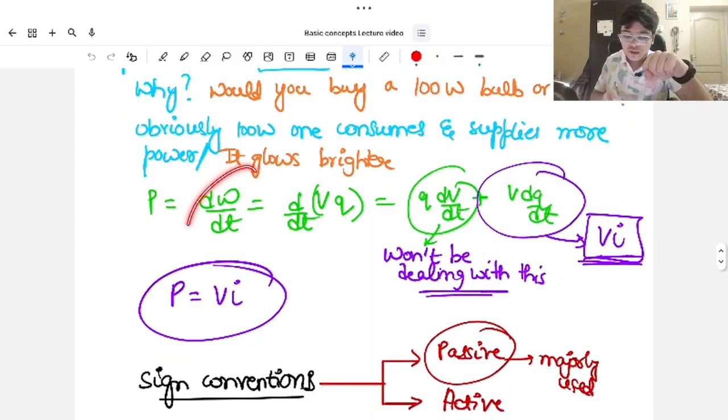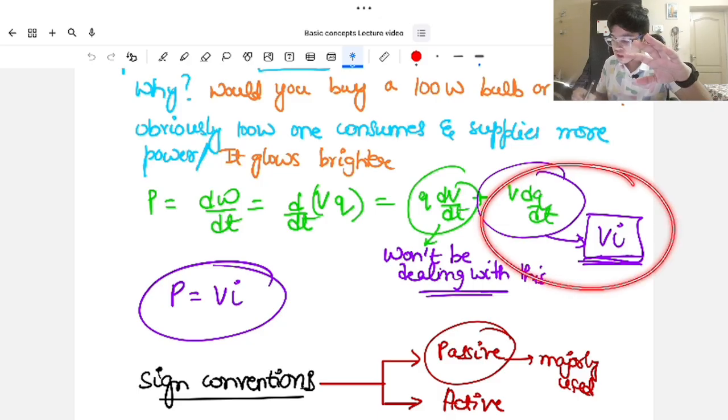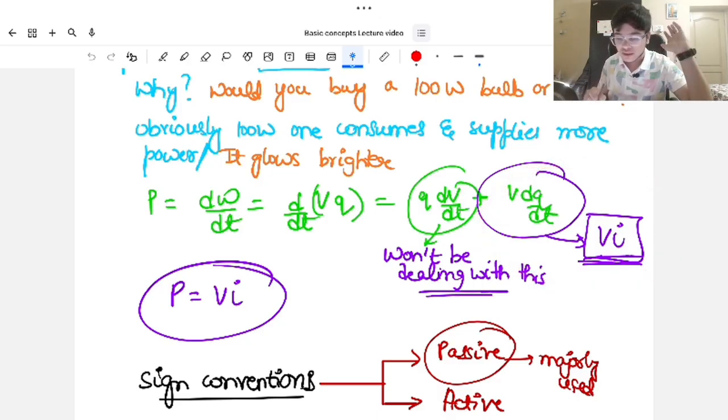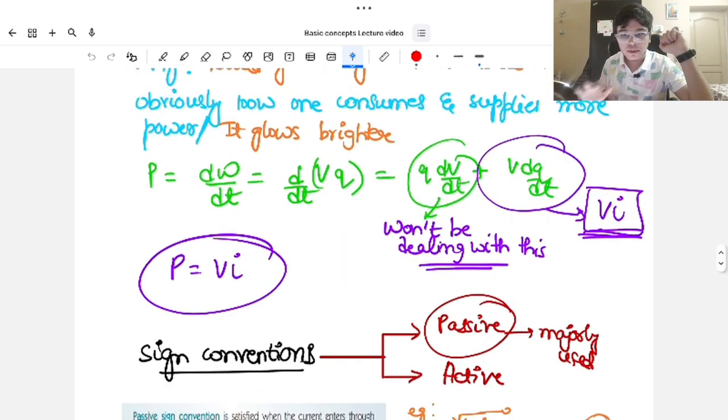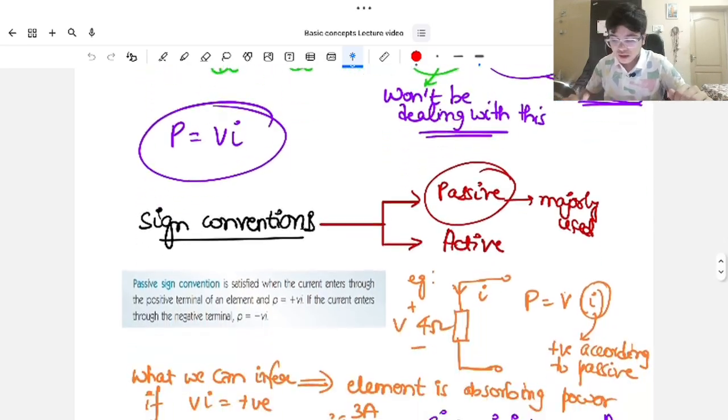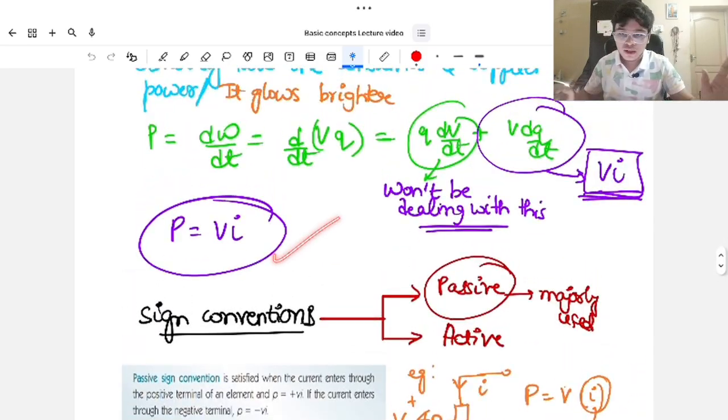Now, power is equal to dW by dt, d by dt of VQ. Apply the chain rule and you get this. From this part, you get VI. We won't be dealing with the other term, dV by dt, in this particular course. I just wrote this to explain how this VI came about. Now power is equal to VI; we got a formula.